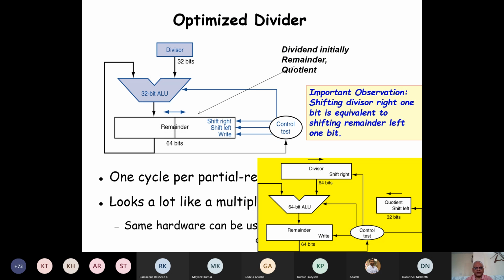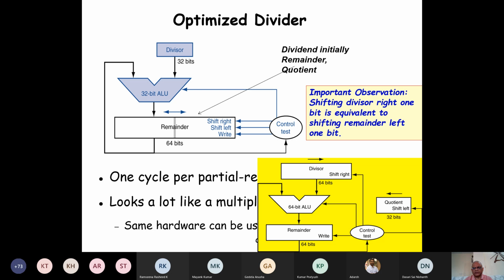So just asking this question that for 32-bit numbers, we should perform the subtraction 32 times, right? Typically in a manual binary division, we do 32 times. So why 33 times?